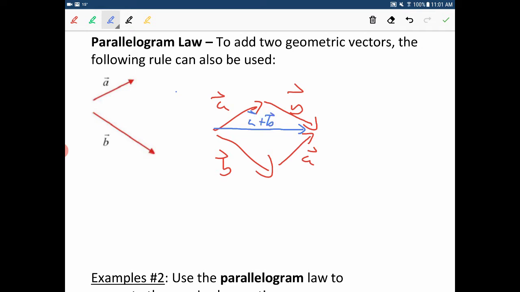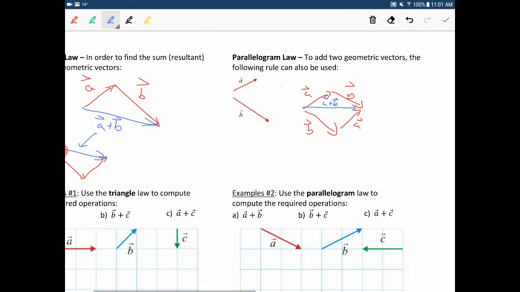A lot of the rules we will use moving forward will come out of this parallelogram law, but when you're adding or subtracting vectors, you typically just use the triangle law. It's a lot easier.